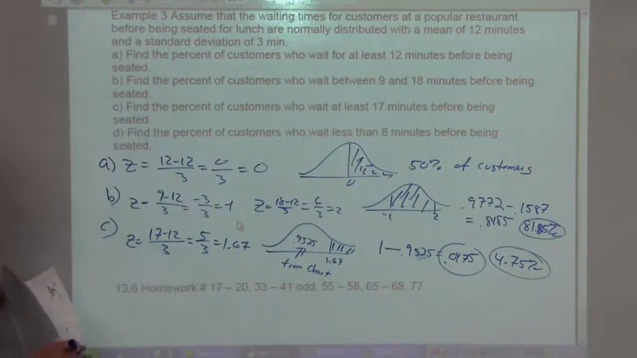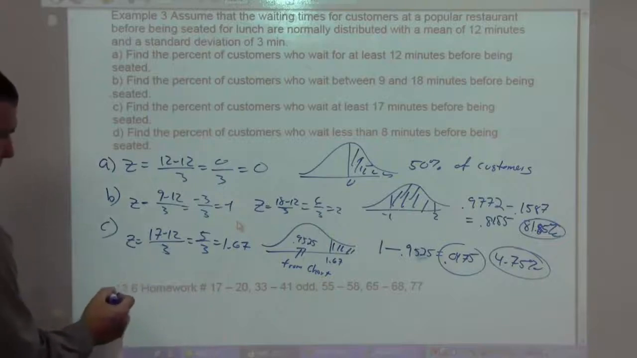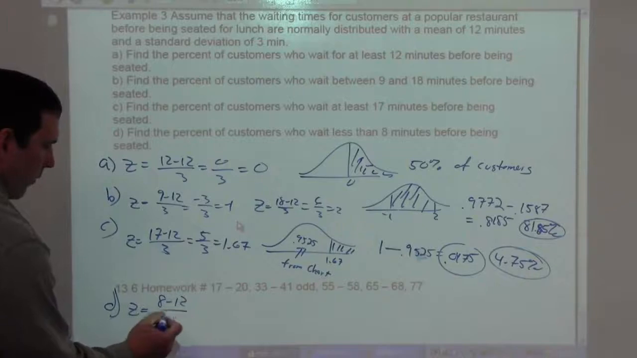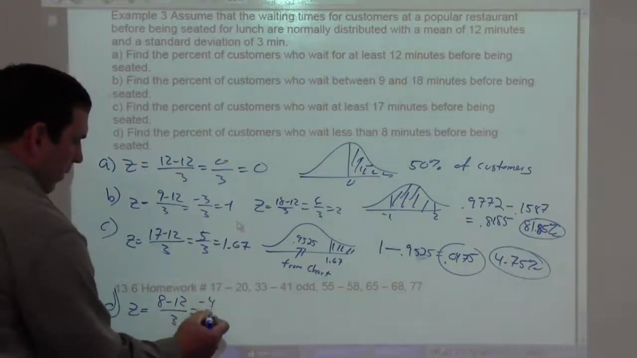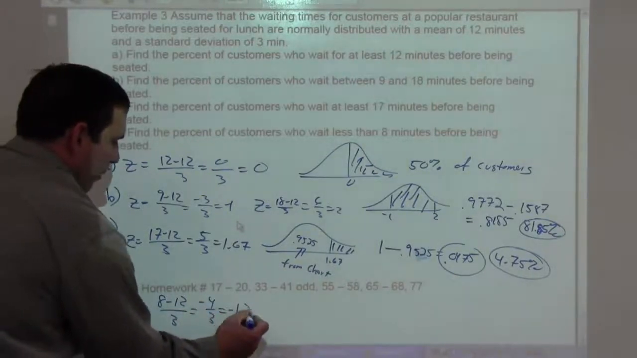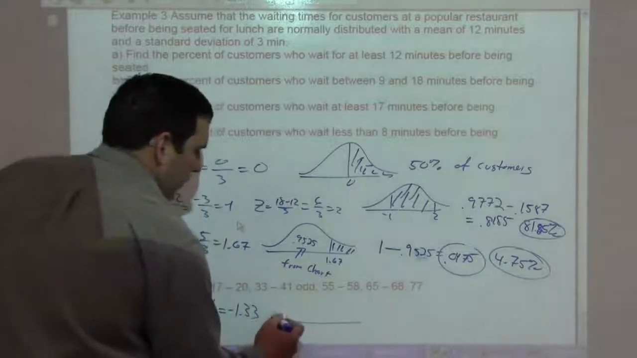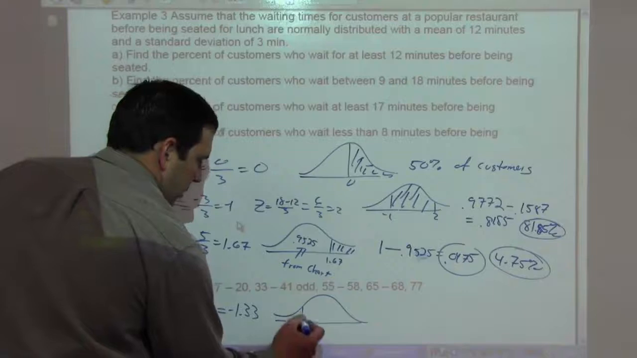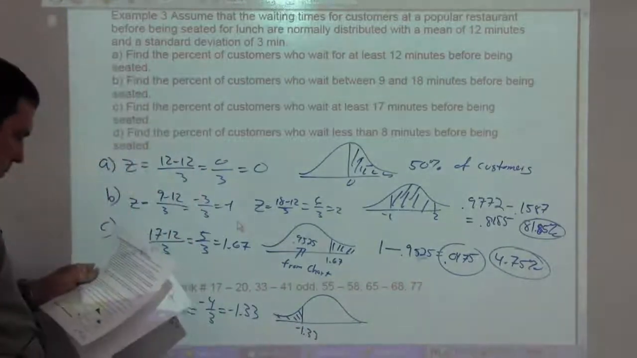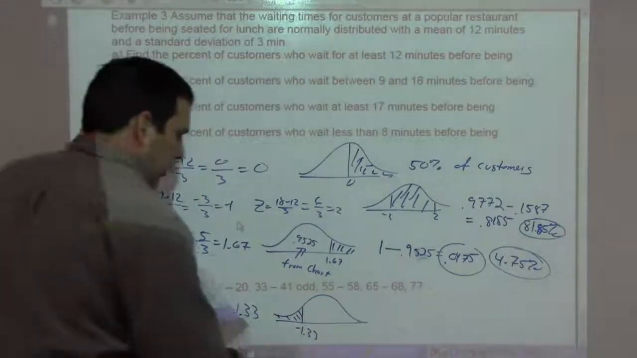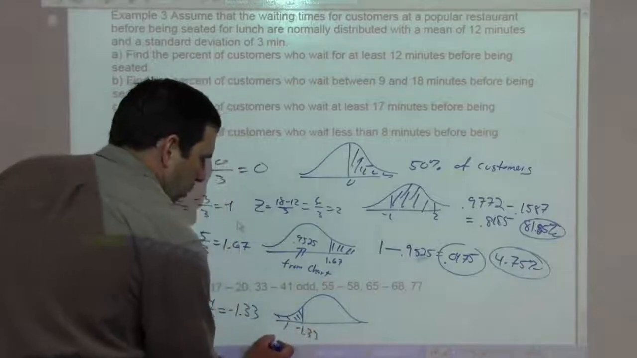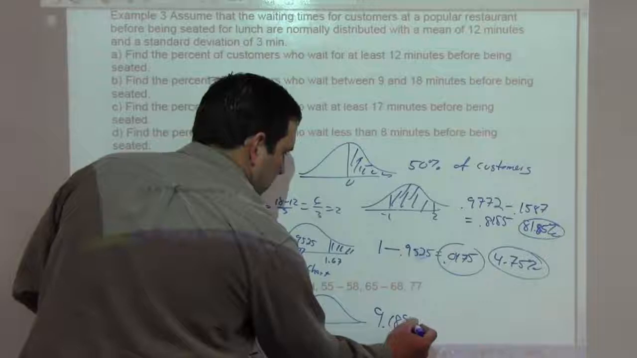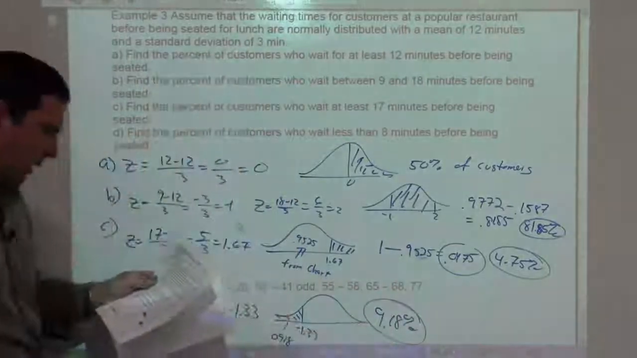And find the percent of customers who wait less than 8 minutes. That's going to be 8 minus 12 over 3. That's negative 4 over 3, or negative 1.33. So we're talking this region. On the chart, that's going to be 0.0918 or 9.18% of the customers will wait less than 8 minutes.